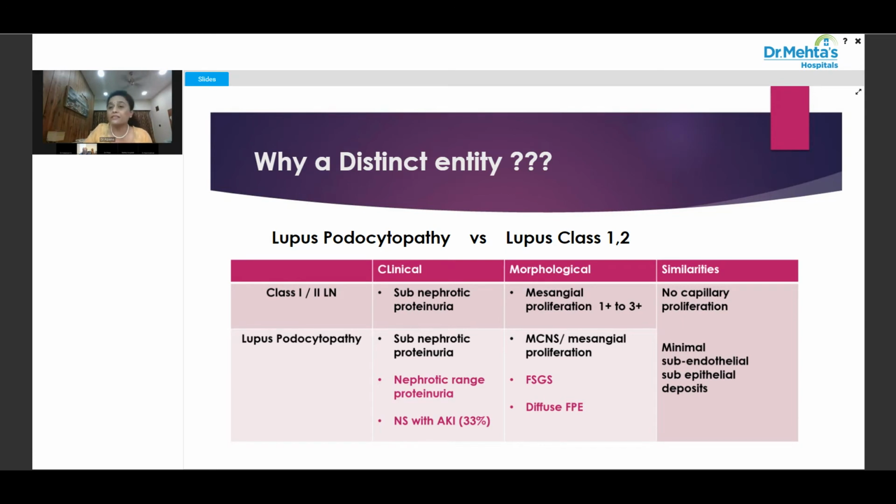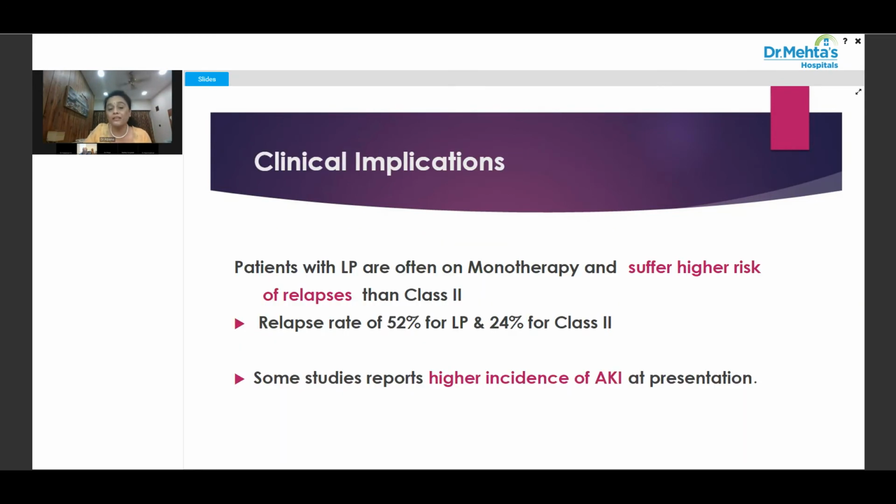So this classification also has clinical implications. Unless you recognize it as a separate entity, there is a possibility that these patients receive only monotherapy and suffer a high risk of relapses. Almost 52% have been reported, as compared to 24% in class 2, because class 2 often receive more than one drug, so they are better off.